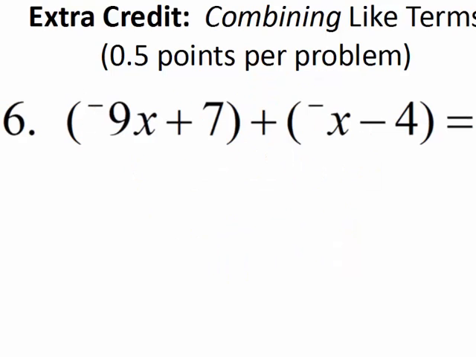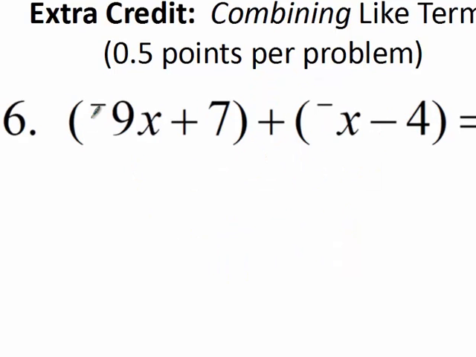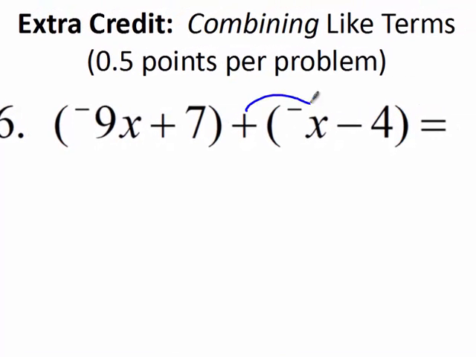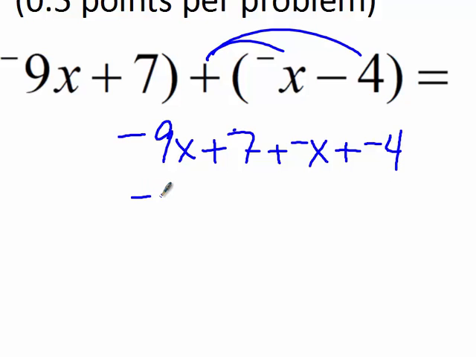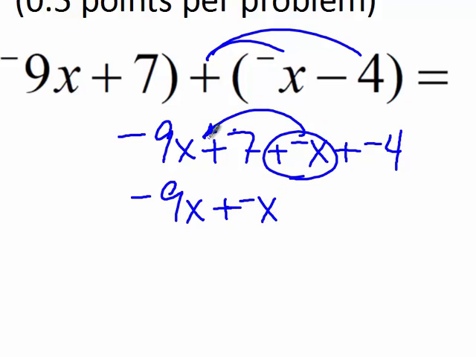Number 6. Number 6 reads, the quantity negative 9x plus 7 plus the quantity negative x minus 4. We are adding the negative x minus 4. Rewriting this, we have a negative 9x plus 7 plus a negative 1x plus a negative 4. Using the commutative property, we can say that this is negative 9x plus a negative 1x plus 7 plus a negative 4.